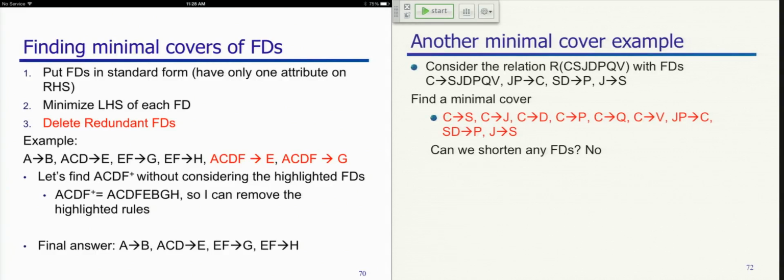Second step says, can I shorten any of the FDs? If I want to do that, I have two FDs where there are multiple values on the left hand side. JP is one of them, right? So the question is, can I make that shorter to make it either J or P? What I'm going to do is find the closure of JP. What's the closure of JP? JP gives me C, and C gives me everything else.